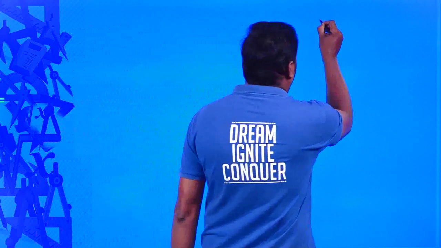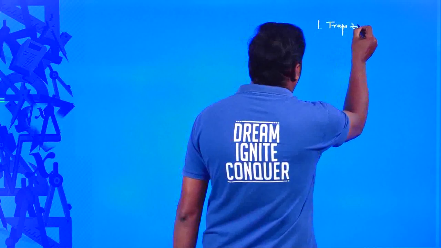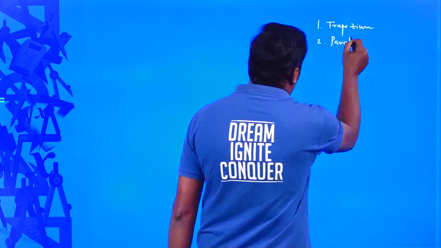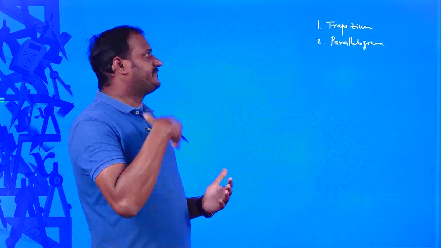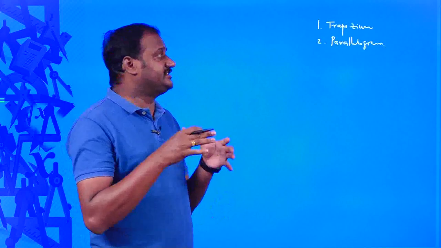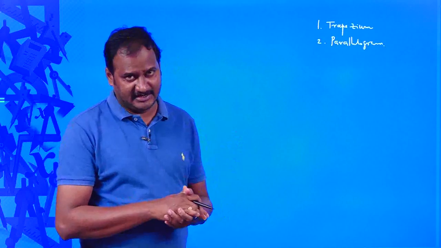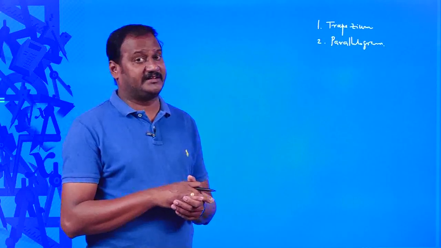And coming to the next quadrilateral, I would write here what the quadrilaterals are. The first one is trapezium, that we already discussed, right? So, trapezium, and the second one is a parallelogram. Now, coming to the third quadrilateral, that is a modified parallelogram. So, how do you say that it is a modified parallelogram? In addition to the properties of a parallelogram, if we give some other additional properties, then another quadrilateral will be formed. So, what are the additional properties?